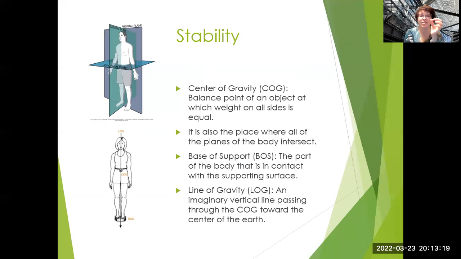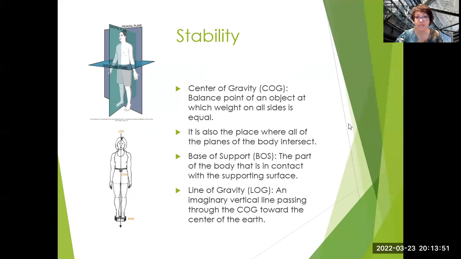So there's a line of gravity, which is an imaginary vertical line that passes through the center of gravity towards the center of the earth. That's our line of gravity. So you can well imagine, if your line of gravity falls within your base of support, you can stay balanced. If your line of gravity falls outside of your base of support, you're going to fall over. So that's the principles of stability.